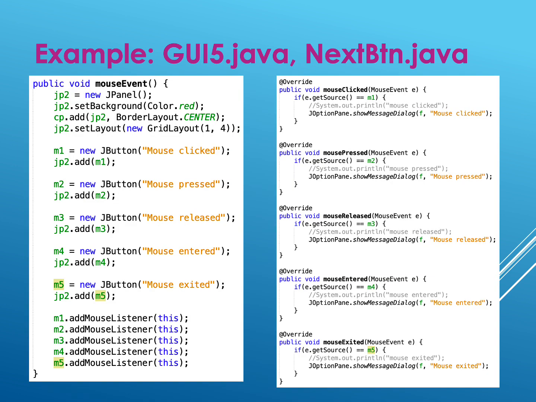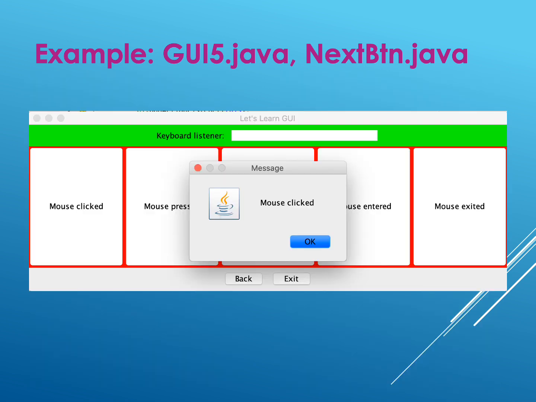This is part of the MouseEvent in NextBtn.java. Instead of doing the simple System.out.println, over here I'm showing you that you can have a pop-up window. You can use JOptionPane.showMessageDialog. It will look something like this. So when I click on the button that says mouse clicked, then this message will appear.